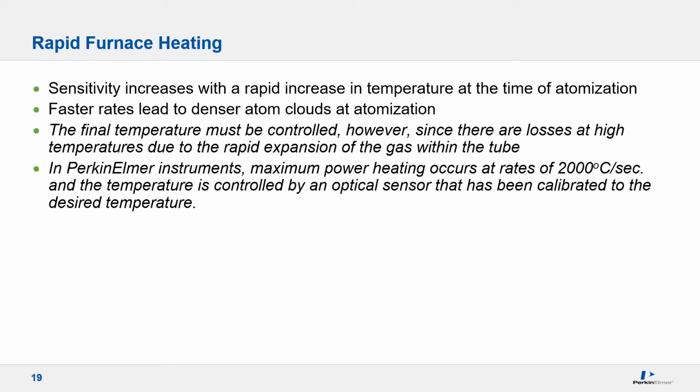Since faster heating rates will produce a denser atom cloud, this will also produce greater sensitivity. In our instruments, the max power heating rate is 2000 degrees per second and must be controlled by the use of an optical sensor to ensure the maximum temperature is not exceeded. We always recommend max power heating for STPF conditions, and it is implemented by using a 0-second ramp during the atomization step. For this reason, all default furnace programs are reflective of the concept of max power heating.